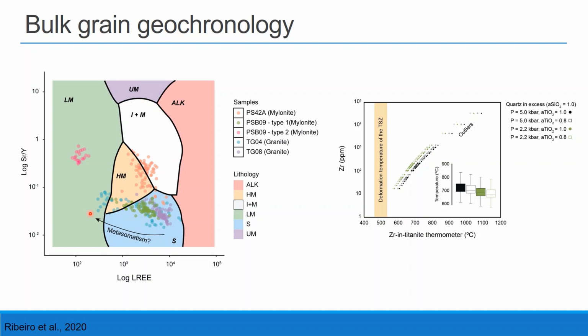And the same thing happens to the titanite. So for the titanite, we did some modeling with the zirconium in titanite thermometer, and all the temperatures that we got here are pretty much around 700 degrees, which is much higher than the deformation temperature of the shear zone, which is why the titanite still retains the igneous age.